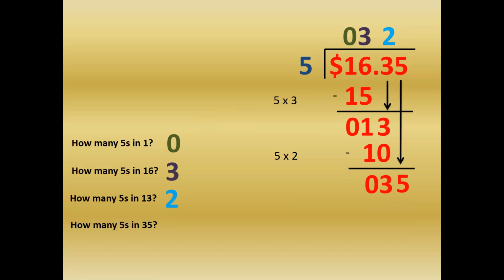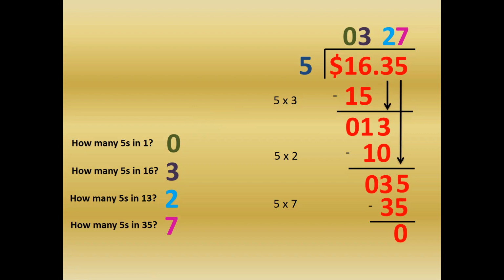How many 5s in 35? 7. So we put a 7 above the 5. 5 times 7 is equal to 35. Subtract the 2. 35 minus 35 is equal to 0. So we have no remainder.